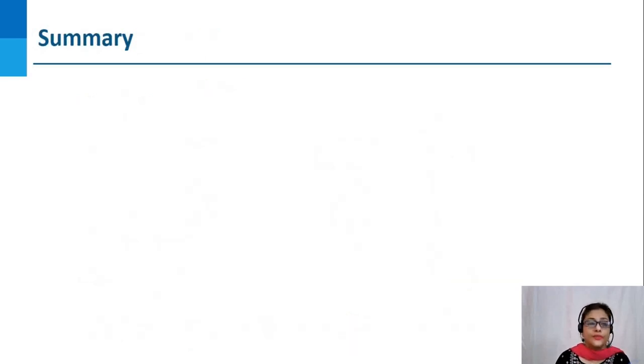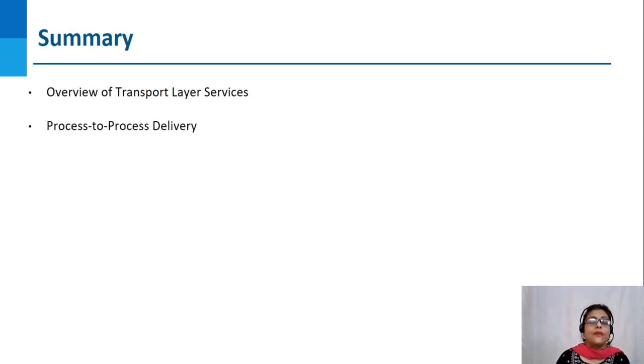To summarize, in this video, we have learned about the overview of transport layer services. We have learned about the process-to-process delivery of data, the meaning of service access points, also known as service point addresses, or the port numbers at the transport layer for different processes. We have understood how flow control and error control is done for reliability of data.